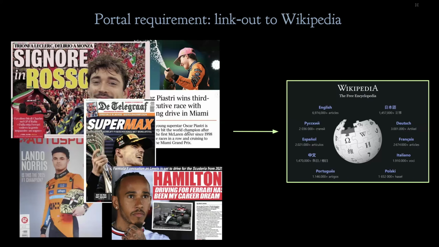So let's continue with our portal, and let's say that once we have all of these articles, we also want to be able to link out to Wikipedia. So what this means is that we're reading these articles, and maybe we want to know some additional information about the Spa Grand Prix or something like this. An obvious feature that we can implement here is just to have a link out to Wikipedia articles, because there's so much information on Wikipedia. This seems like an obvious thing to do.